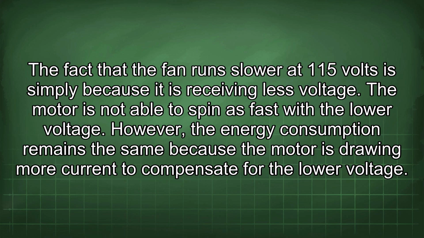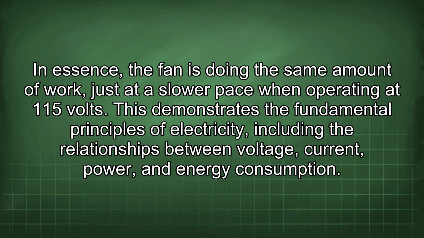The fact that the fan runs slower at 115 volts is simply because it is receiving less voltage. The motor is not able to spin as fast with the lower voltage. However, the energy consumption remains the same because the motor is drawing more current to compensate for the lower voltage. In essence, the fan is doing the same amount of work, just at a slower pace when operating at 115 volts. This demonstrates the fundamental principles of electricity, including the relationships between voltage, current, power, and energy consumption.